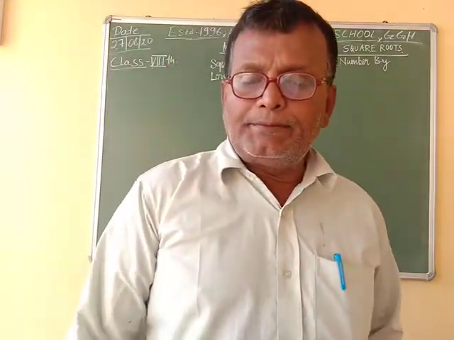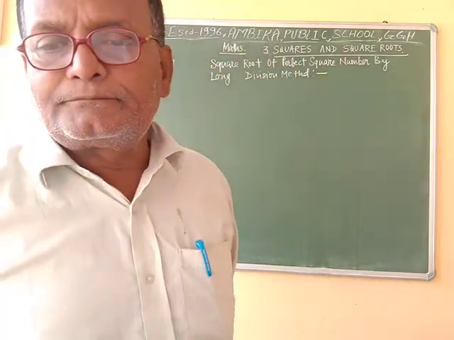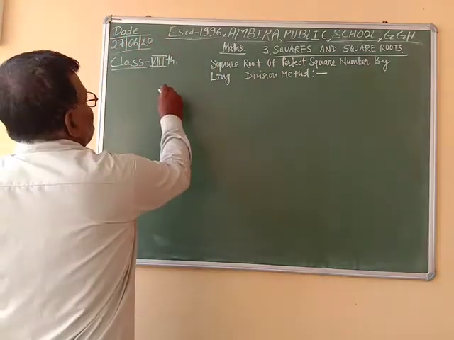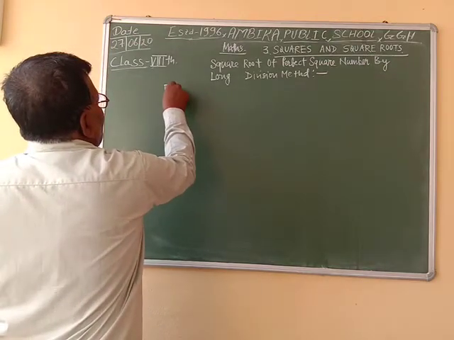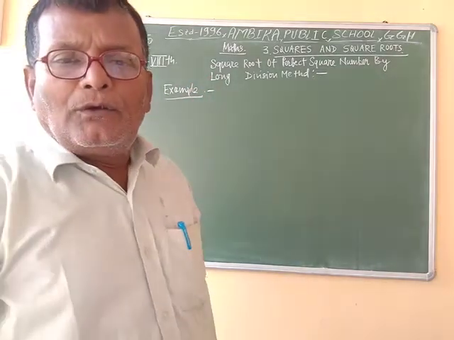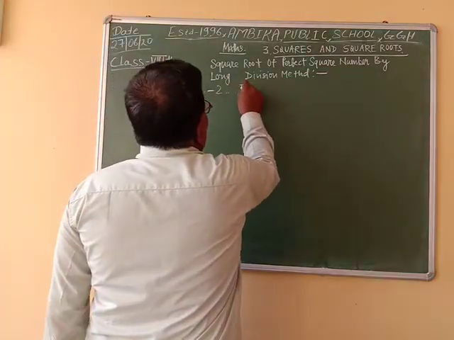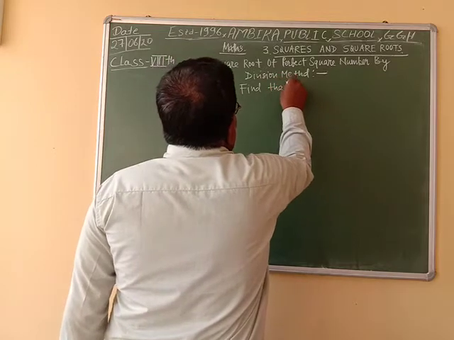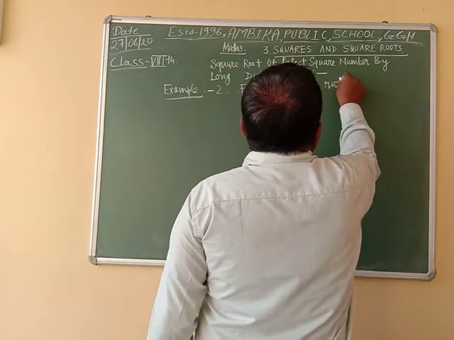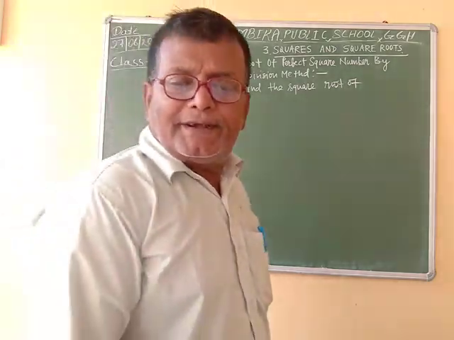As for example, find the square root of 34829. Example 2. Find the square root of 3481.